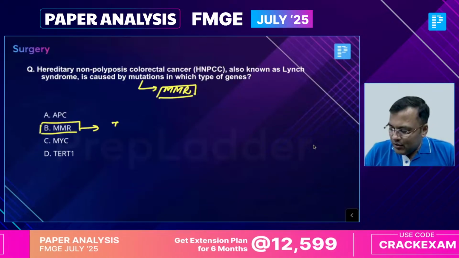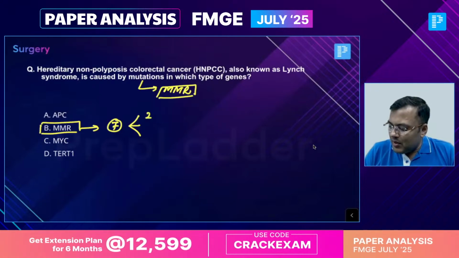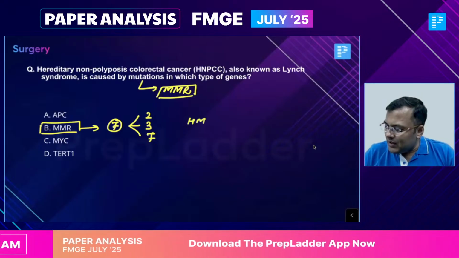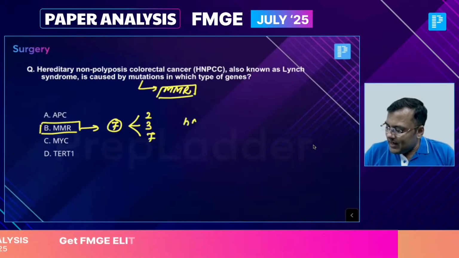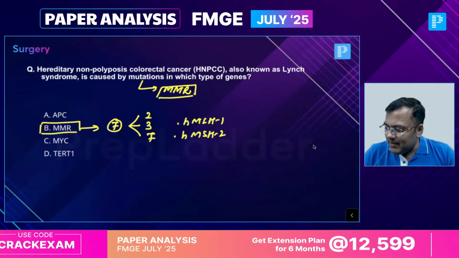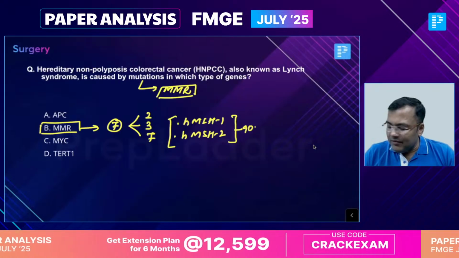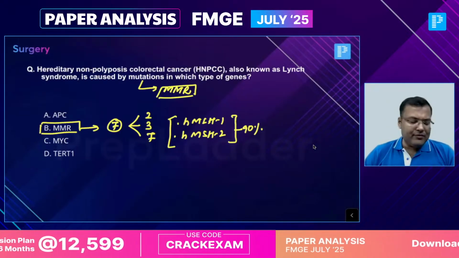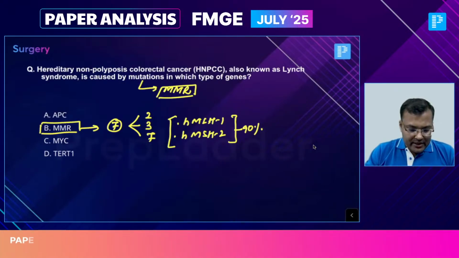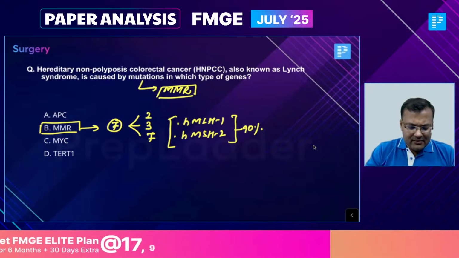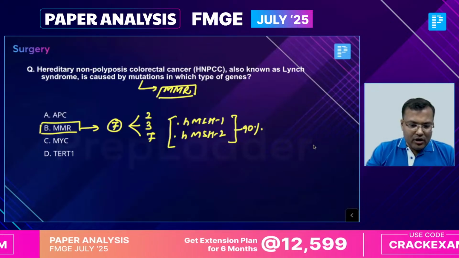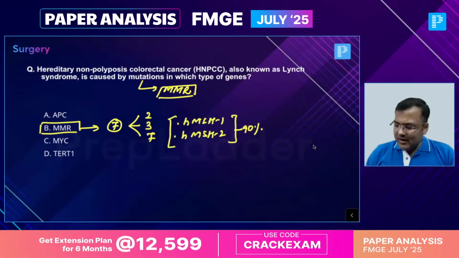How many genes are responsible? A total of 7 genes are responsible, located on different chromosomes. And for 90% of cases, 2 genes are responsible: hMLH1 and hMSH2. These are responsible for 90% of cases. All of you know that this is autosomal dominant. Clear? So it is autosomal dominant. Right? So the correct answer is B.